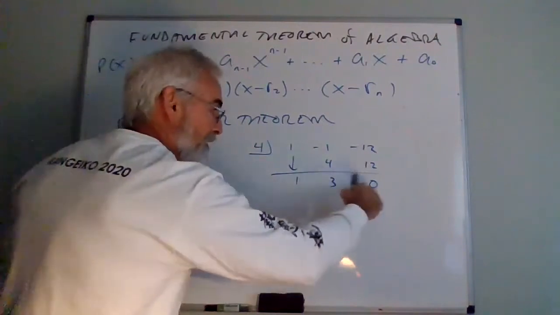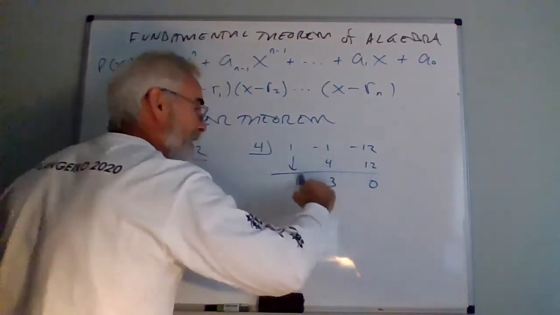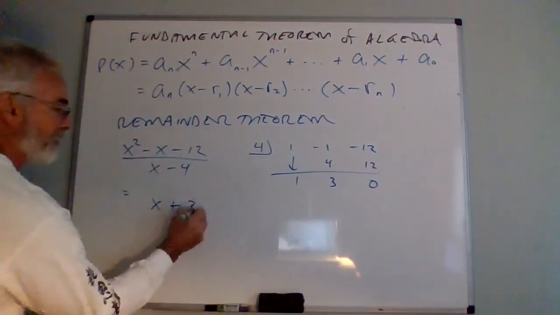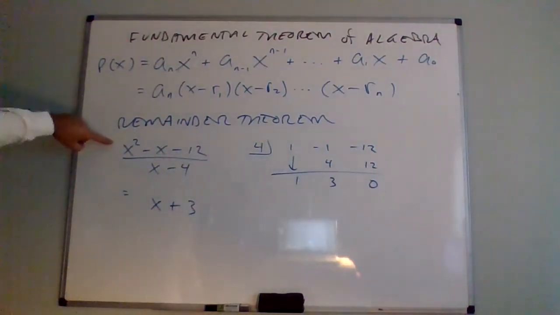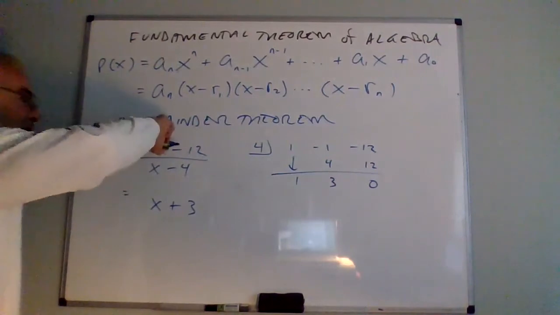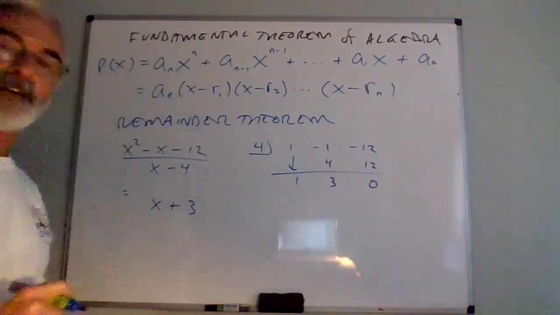That means that I have 0 remainder, 3, 1 times X. So this is simply X plus 3. Well, we know the numerator factors as X plus 3, X minus 4. And also, if we do a quick check, 4 squared minus 4 minus 12 does in fact equal 0.